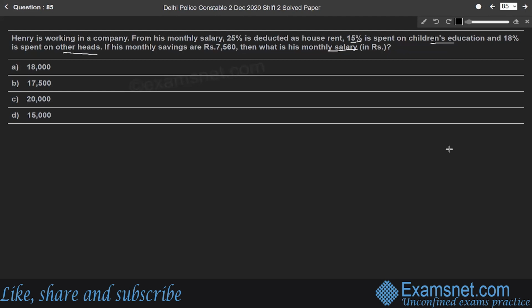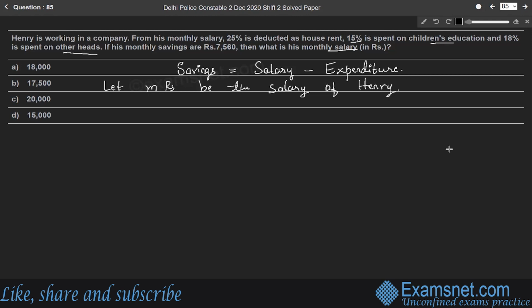Right? So here, savings is equal to salary minus expenditure. Right? So which is a general formula, right? Salary minus expenditure. Let m rupees be the salary of Henry, right? Then expenditures are, so he spends 25% for house rent, 15% for education, 18% on other heads.